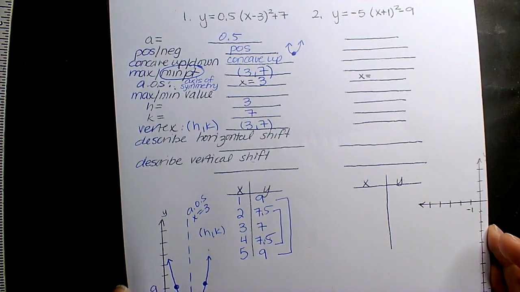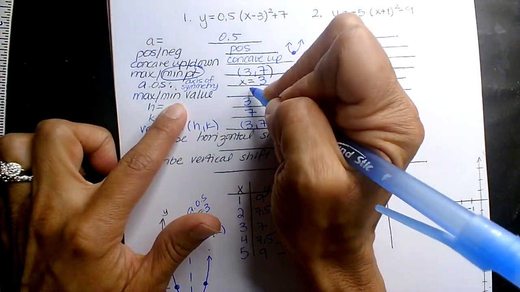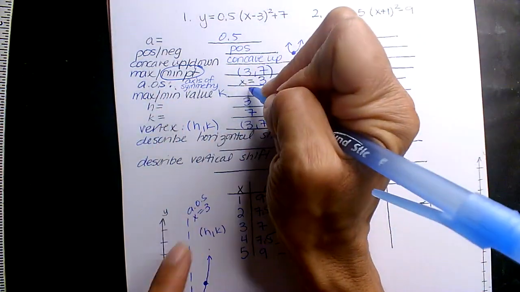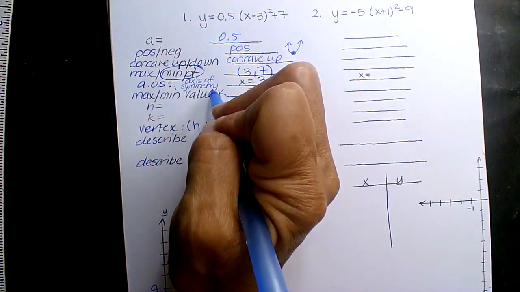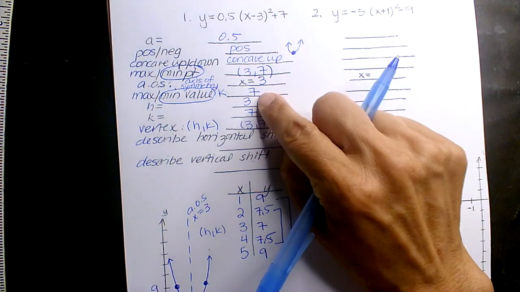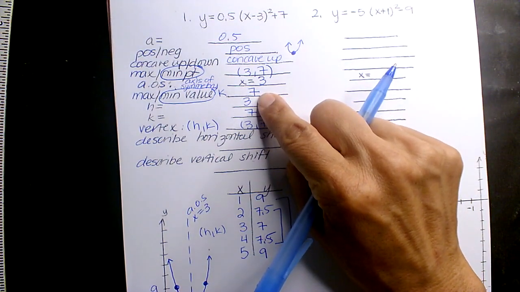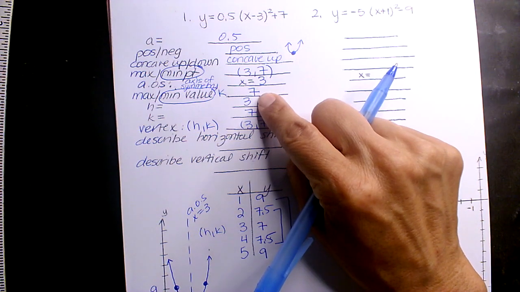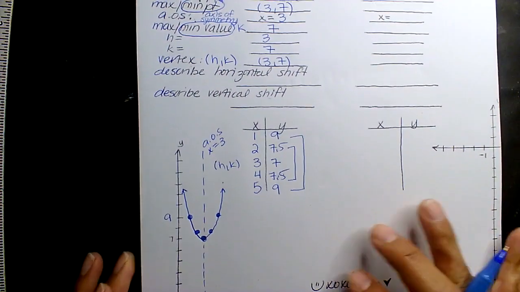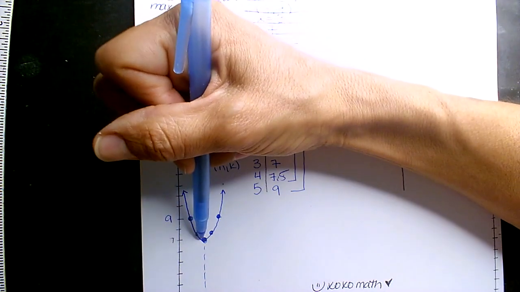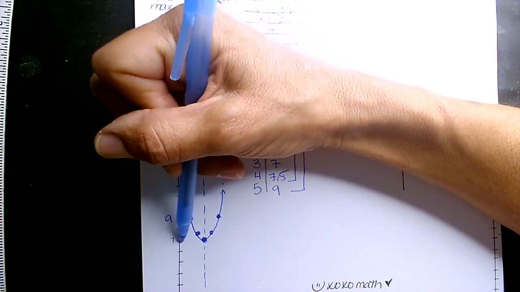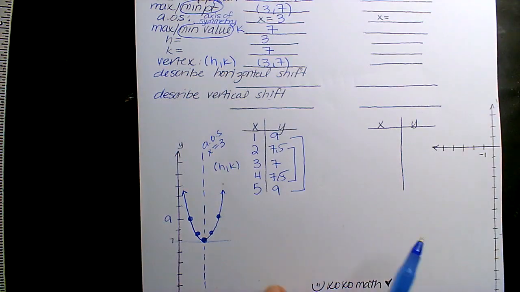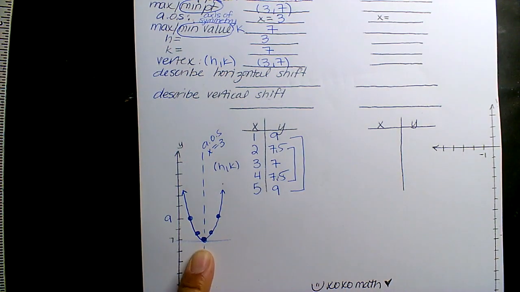Max/min value, that's your K value. So if the K is 7, then it's a min value, and that's your K, which is just 7. It's not y equals 7, it's just 7. And what that means is when you look at your parabola, my point was really fat, but this is the lowest, because when we talk about domain and range, that's the lowest for the range. That's why it's talking about that.